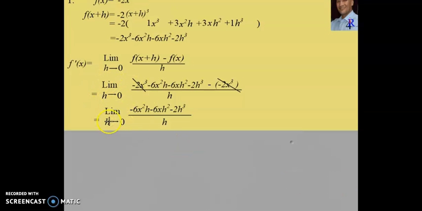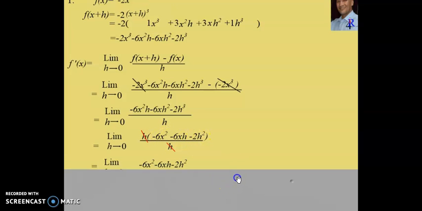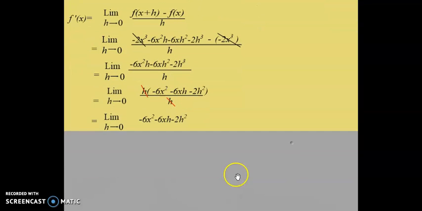My limit notation remains. Now I see h is a common factor. I take out h and I will eliminate the h that is underneath the line. How do I go about to do that? I'm merely cancelling them. Now I'm left with this, and until I substitute the 0, my limit notation must remain.